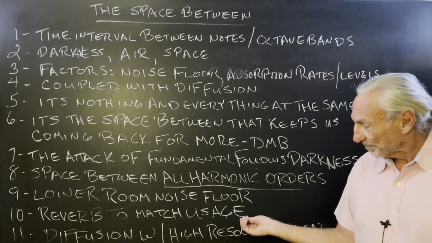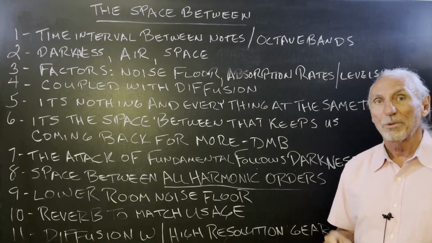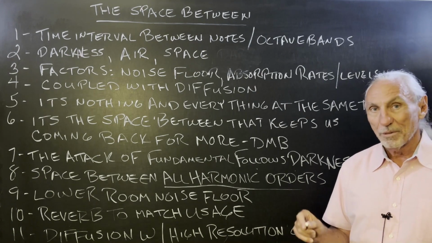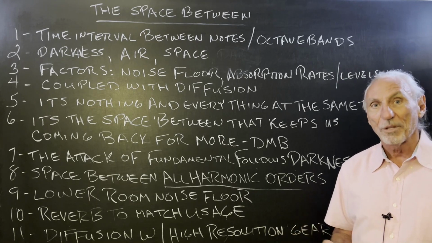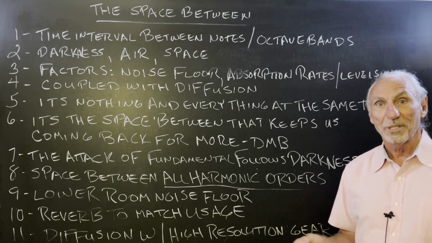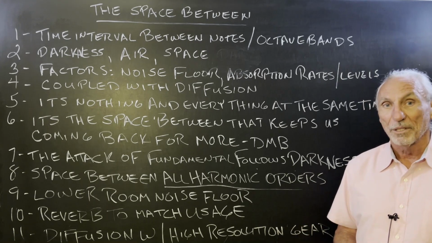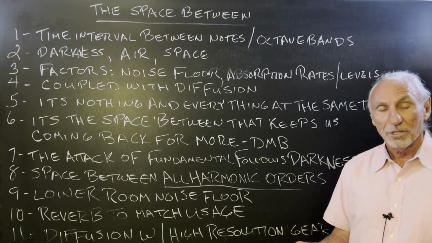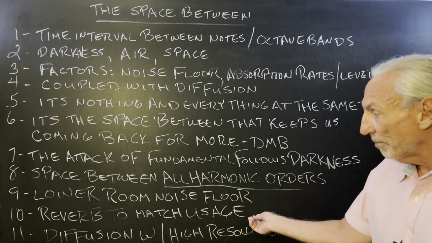So reverb, you've got to get the reverb level in your room down to the point where it matches usage. Now, some people, for critical listening, like a very low reverb time, 0.5 seconds, 0.6, 0.7, understandable. Others want it a little more lively. Okay, more room sound. So you add a little bit more. But you want to get it where it's at.